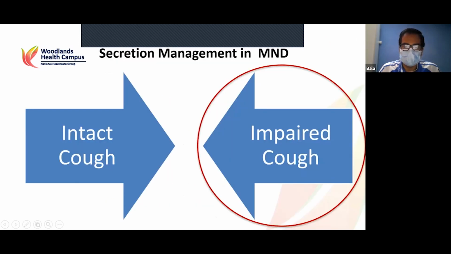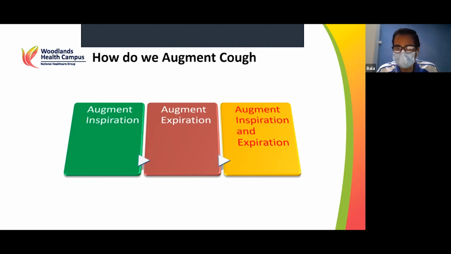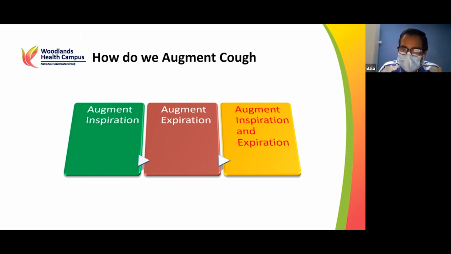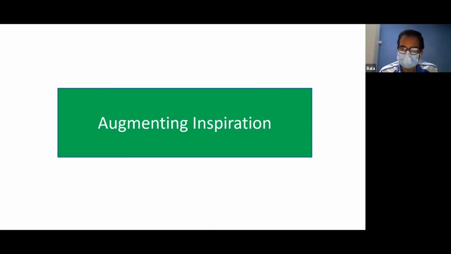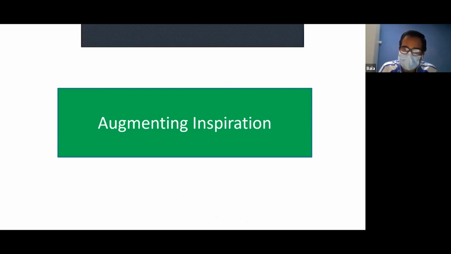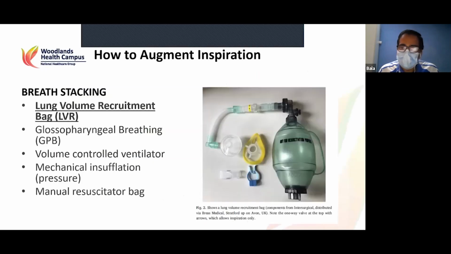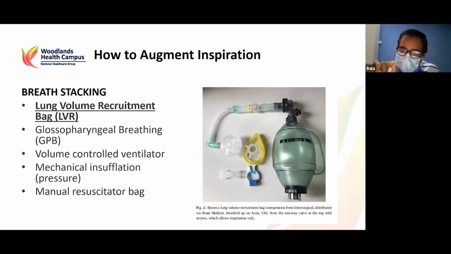So for example, if PCF is less than 270, we know the cough is not intact. What do we do to help this patient? As indicated here, LVR is your first step. So we will just see how we use LVR. I've shared this with you. Cough has 3 steps: one is inspiration, then expiration, and then augmenting both. First, we need to augment inspiration. If you can augment inspiration, sometimes the cough is improved already. So we start with inspiration.